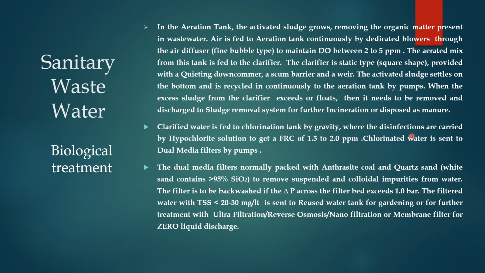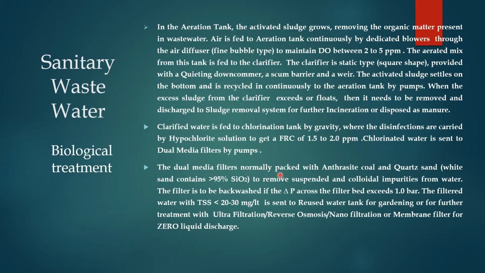In the chlorination tank, disinfection is done. It is carried out with hypochlorite solution to get a free residual chlorine of 1.5 to 2 ppm, to kill the coliform bacteria or microorganisms present in the sewage water. The chlorinated water is then sent to the dual media filter through pumps to remove the TSS.